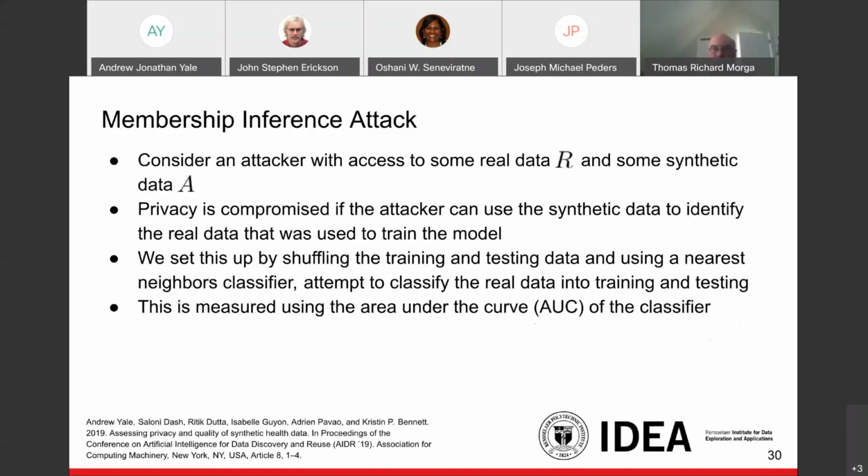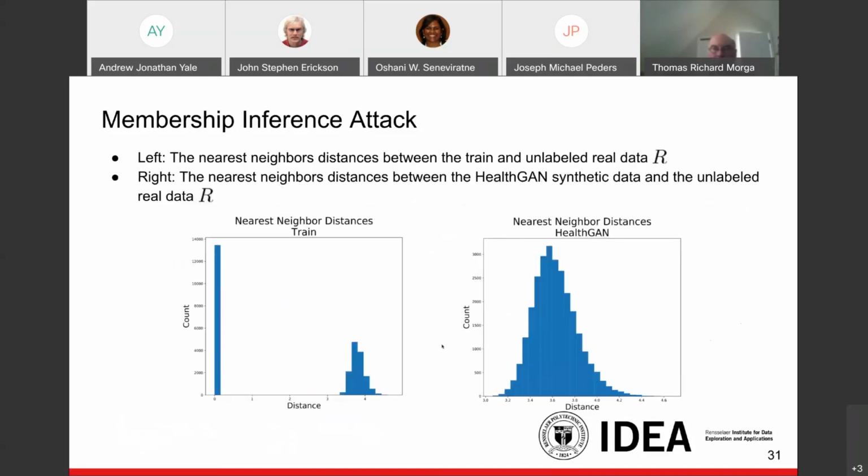And this is measured using area under the curve as a classifier. Basically, what we can see here on the left is using a copy of the data. So the idea is, if you use the training data as your quote unquote synthetic data, you could easily differentiate between the training and the testing data. That makes sense. If you have the actual training data, you should be able to determine the difference.